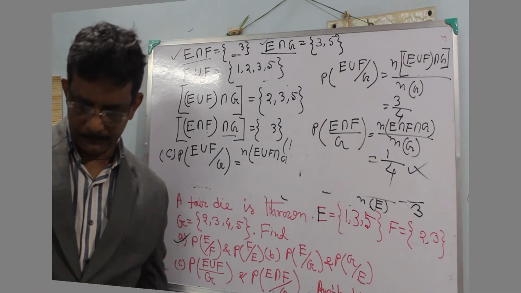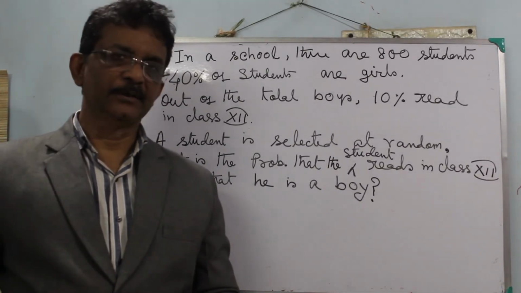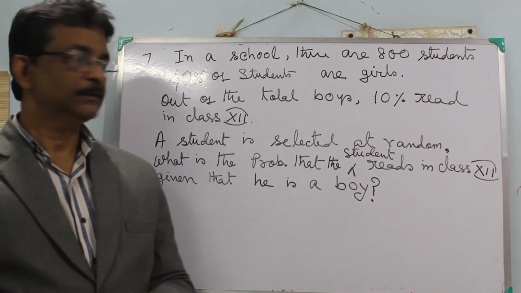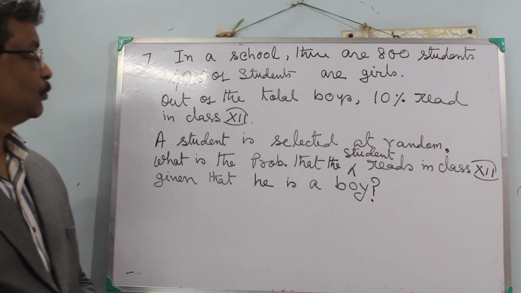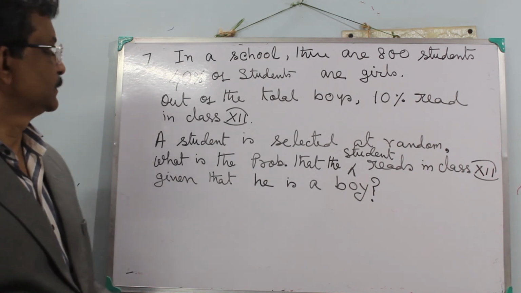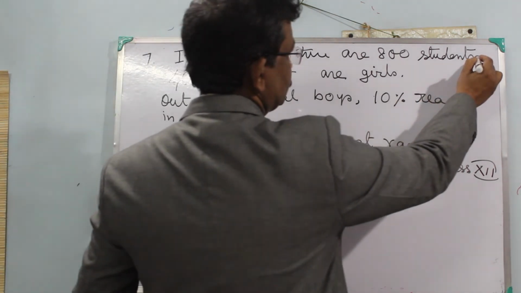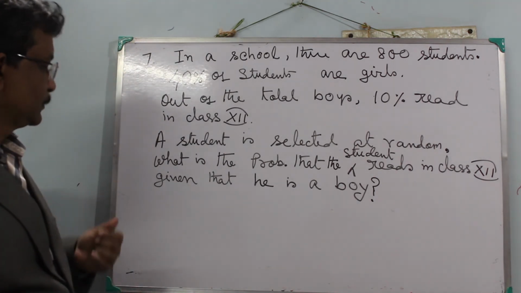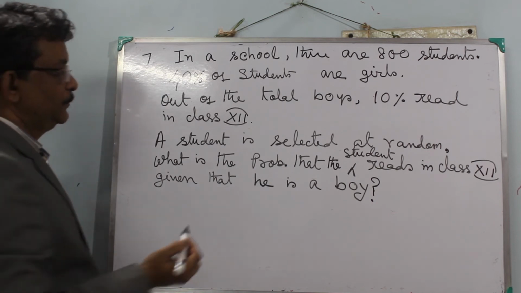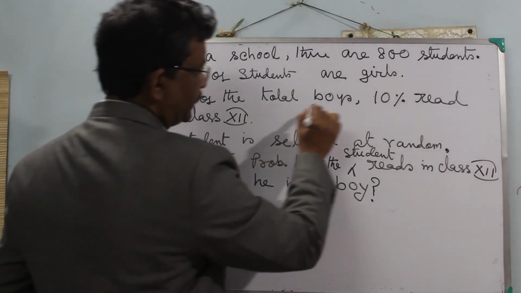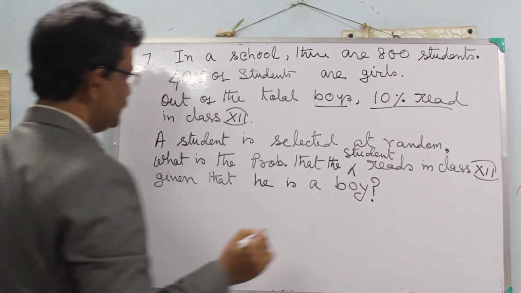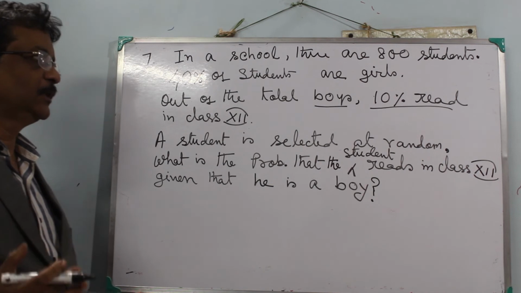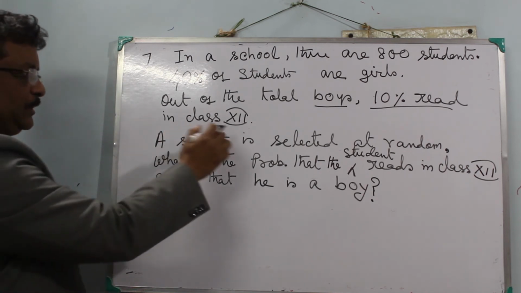Okay, last problem. Last problem of part 3 video on probability, conditional probability. In a school there are 800 students. 40% of the students are girls. So 60% are boys. Obviously, out of the total number of boys, only 10% read in class 12.